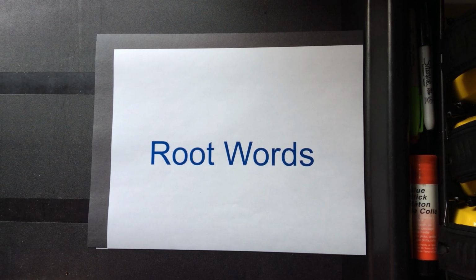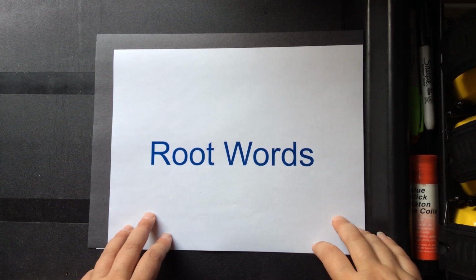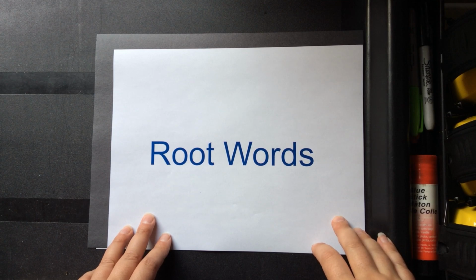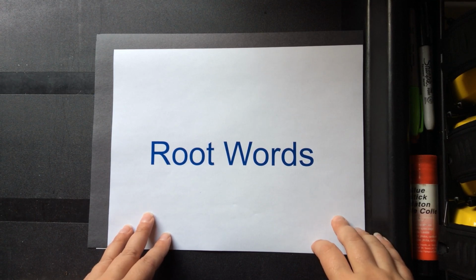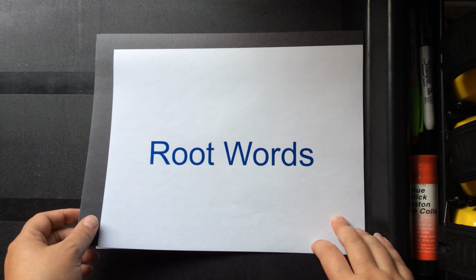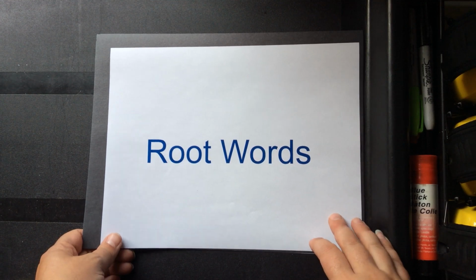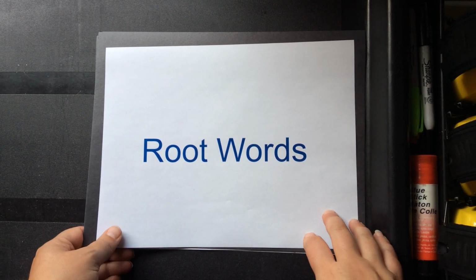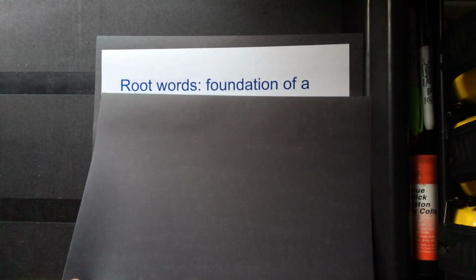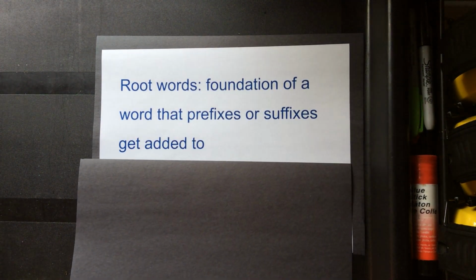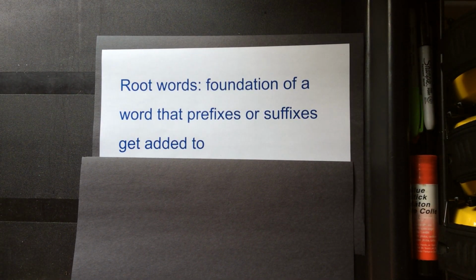All right, scholars, so our next topic is root words. Again, we're going to think about what root words are and why we need to learn them, how they help us. So if you think about root words and a definition in your head, you might have heard them being called base words before. That's essentially the same thing, just different people using different terms for them. So if you think about a definition, root words are the foundation of a word. They're the part that prefixes or suffixes actually get added onto.